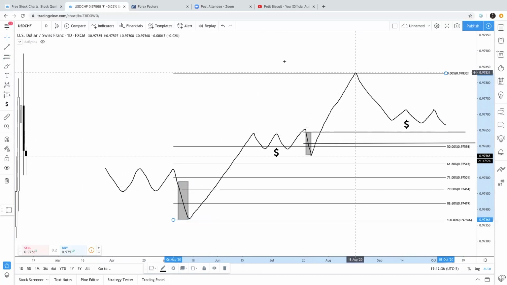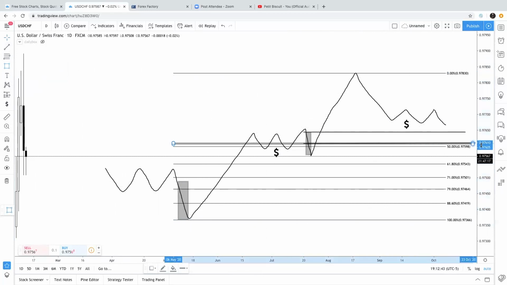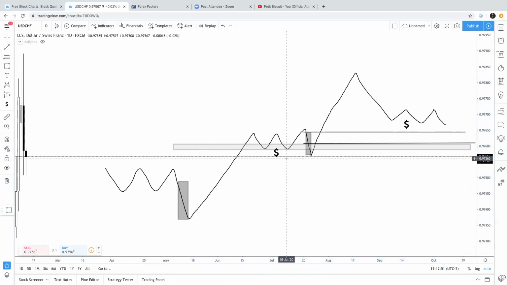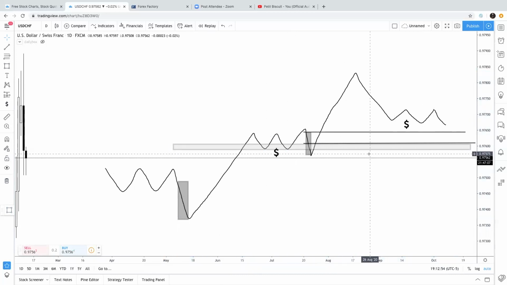Here's the high I'm looking at. I'm going to draw a little box as our equilibrium right at that 50%. I'll make it a different color, a little lighter. So there is our equilibrium. Now, knowing where the equilibrium is, what kind of market are we currently at right here?